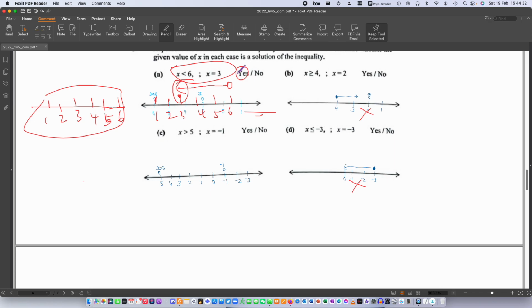X smaller. X equal. Where's your x equal negative 3? Where's your x equal negative 3? Here. Plot it. I ask you to plot. You are labeling, but without plotting. You need to plot again.